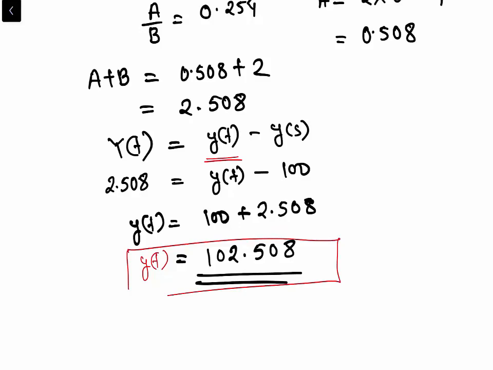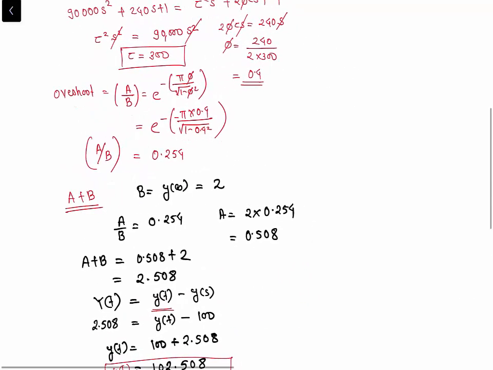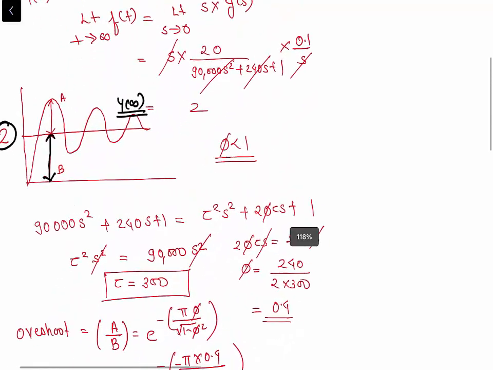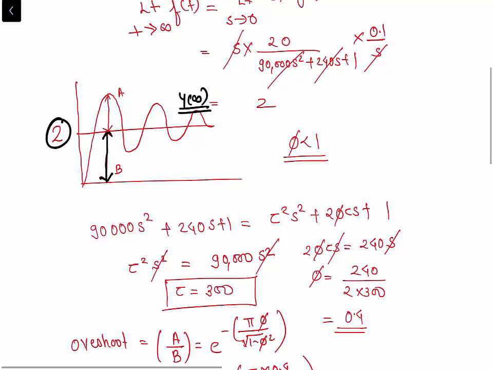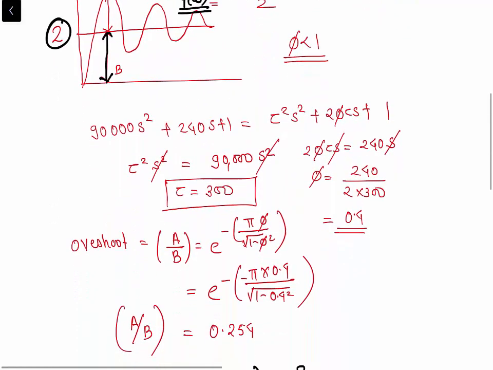Okay, so hope you have understood this question. If you see this question, the most important factor is you should know what is y infinity. That we have calculated from the final value theorem. Then you have to compare this with the basic form of a second order system to check whether the system is underdamped or overdamped. So here 0.4 is coming, so the system is underdamped.